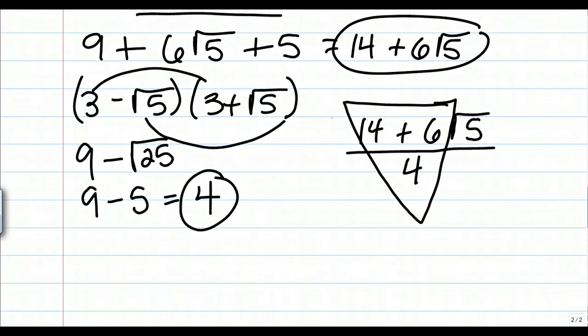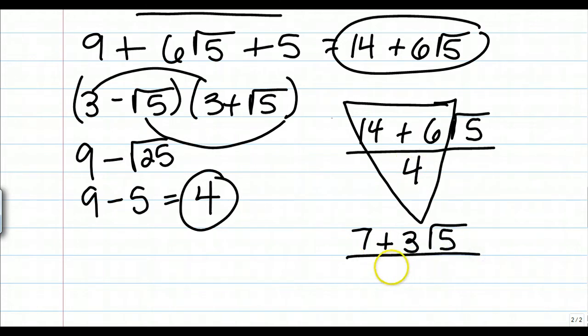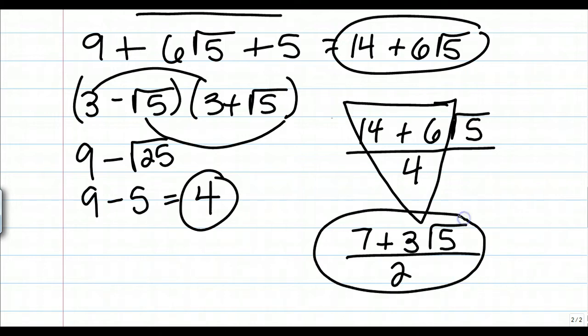And you're going to ask yourself, what goes into 14, 6, and 4? Okay, because you have to reduce them. So you know that 2 can go into all of them. So 2 goes into 14 7 times, and 2 goes into 6 3 times, and 2 goes into 4 twice. And so this is your answer reduced.